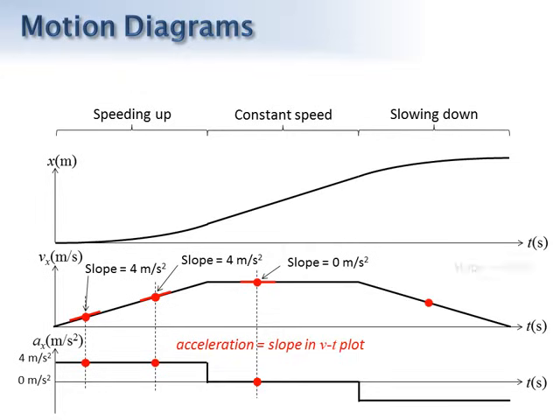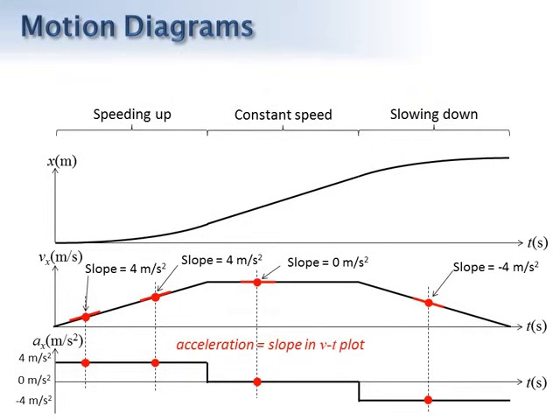And over here, the slope is now a negative value. So when the line is down below the horizontal like this, that is a negative slope. That means the acceleration must be that same negative value, negative 4 meters per second squared. Okay, so that's how you apply the first rule.